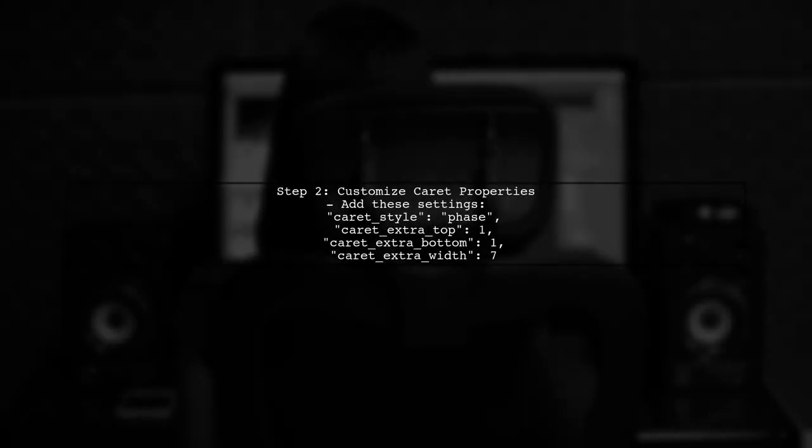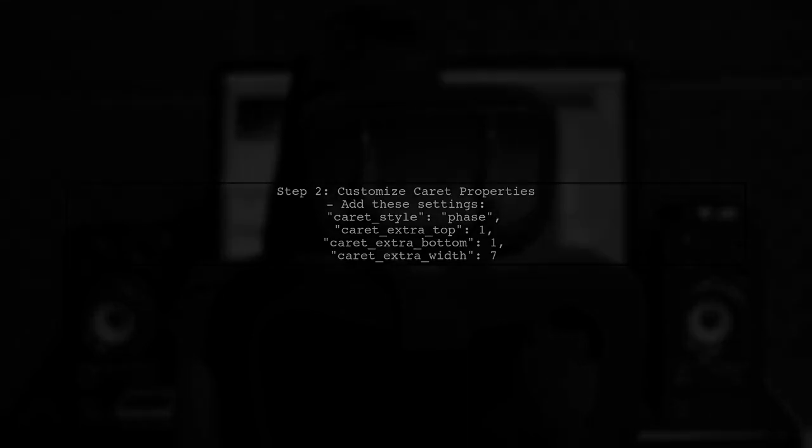In the user settings file, you can adjust properties related to the Caret. For example, you can set the Caret style and its extra dimensions. While these settings do not directly change the blinking speed, they can affect how the Caret appears and behaves. Unfortunately, Sublime Text does not currently support a specific Caret blinking rate adjustment. If you need a specific blinking rate, consider providing feedback to the Sublime Text development team, as user suggestions can lead to future updates.